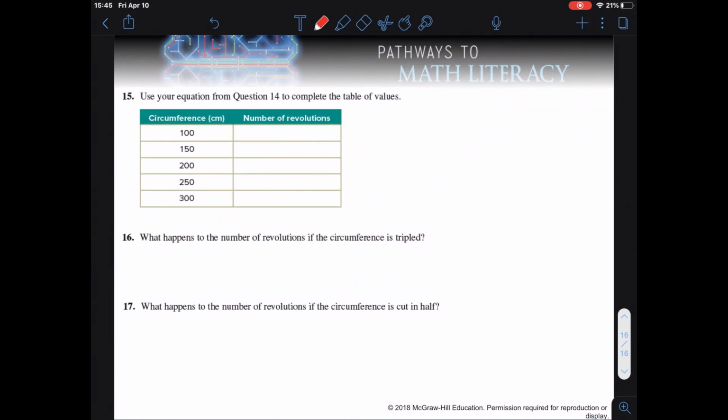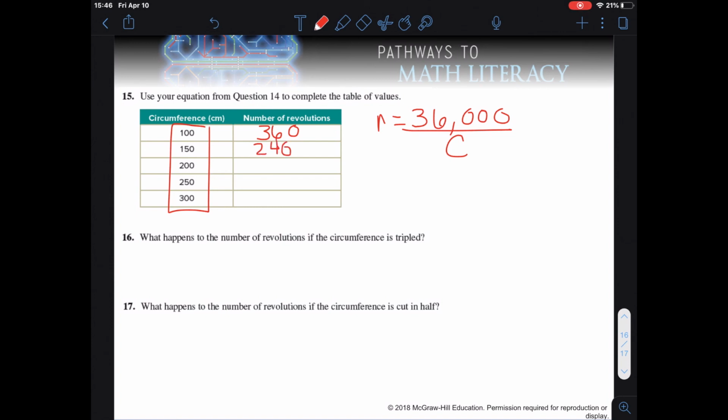So let's use this equation to complete the table. So we've got R is equal to 36,000 over C. I'm given all the different values of C. I want to take 36,000 and divide it by the circumference. So when you take 36,000 and divide it by 100, it's going to take you 360 revolutions to go that distance. When you have a wheel that's 150 centimeters in circumference, it's going to take you 240 revolutions.